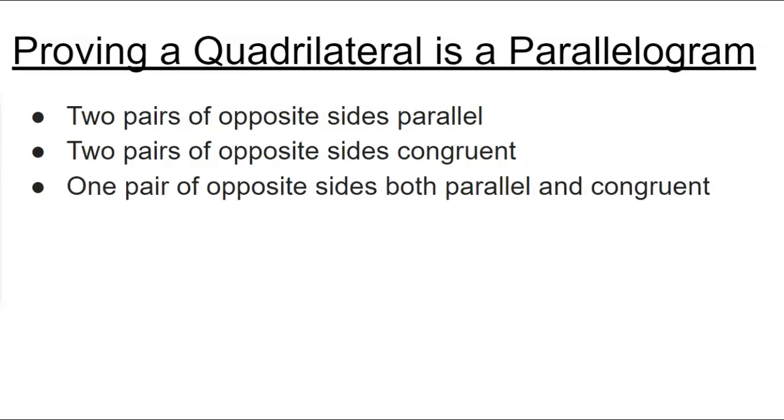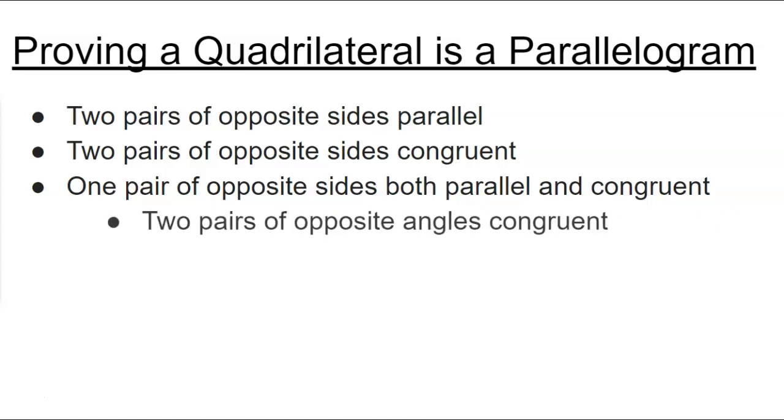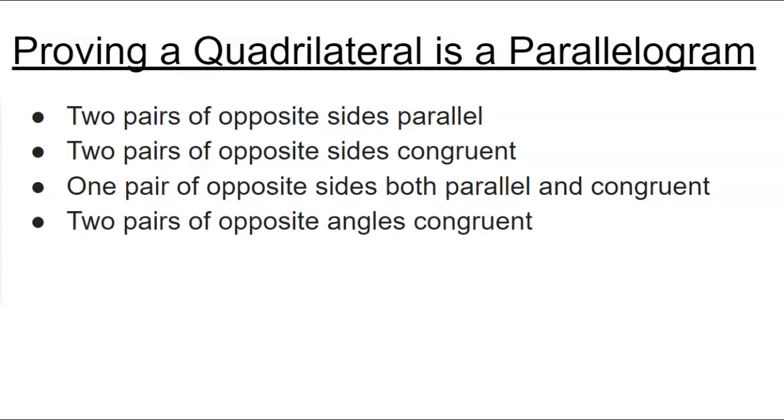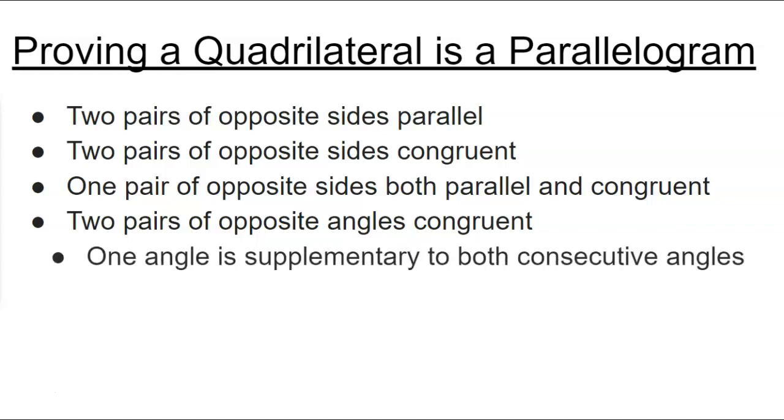If one pair of opposite sides is parallel and congruent, so maybe we don't know anything about one of the pairs of sides, they're just kind of there and we just don't have any information about them. But if we can prove that one pair of sides is the same length and we know they're parallel, that's enough to prove that the other pair is as well. So we know that it is a parallelogram. If two pairs of opposite angles are congruent, so perhaps we can't show that the opposite sides are congruent, but we can show that the opposite angles are congruent, then we know it is a parallelogram.